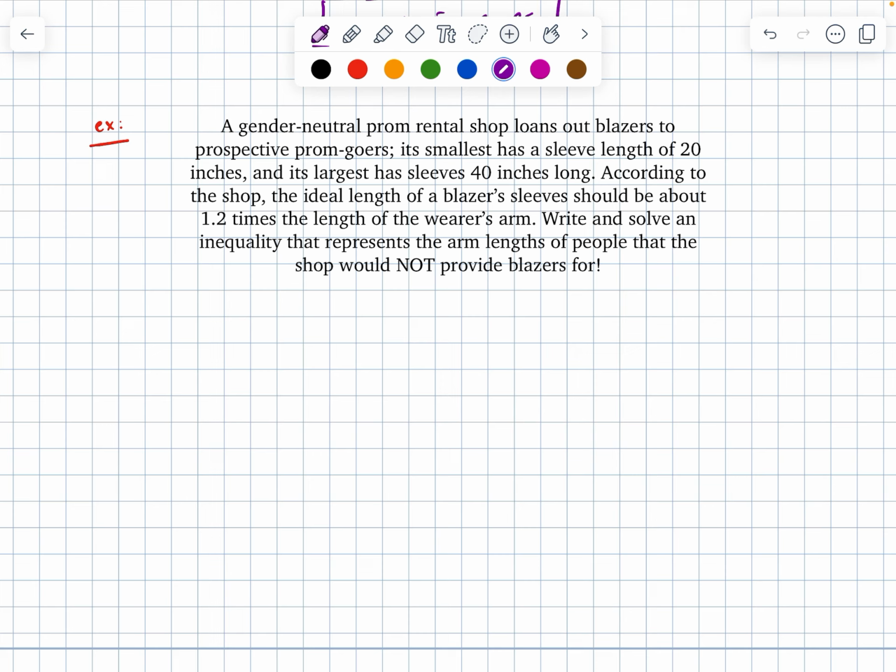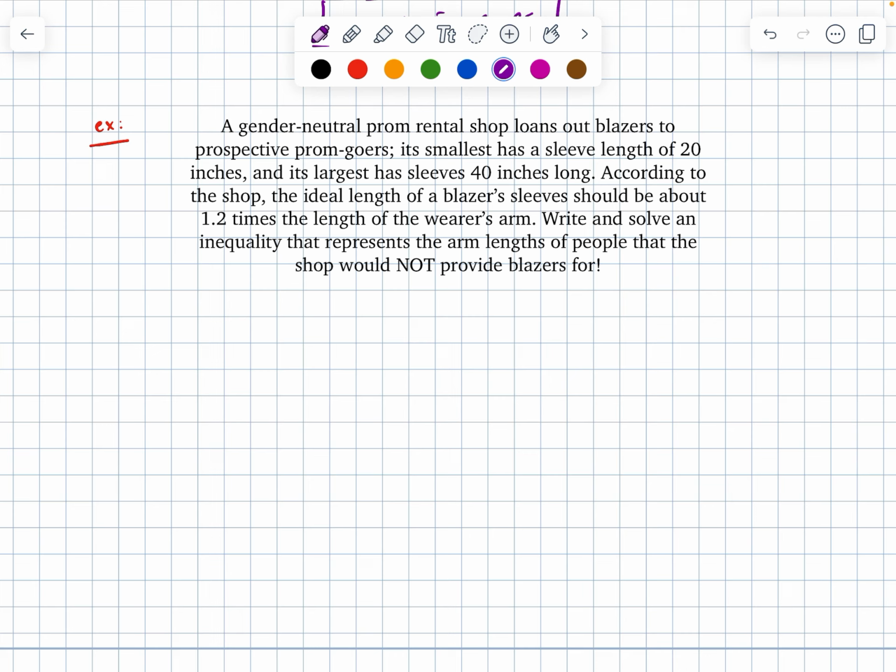A gender-neutral prom rental shop loans out blazers to prospective prom goers. Its smallest has a sleeve length of 20 inches, and its largest has sleeves 40 inches long. According to the shop, the ideal length of a blazer's sleeves should be about 1.2 times the length of the wearer's arm. I want to write and solve an inequality that represents the arm lengths of people that the shop would not provide blazers for.